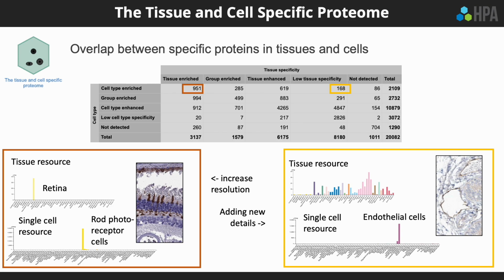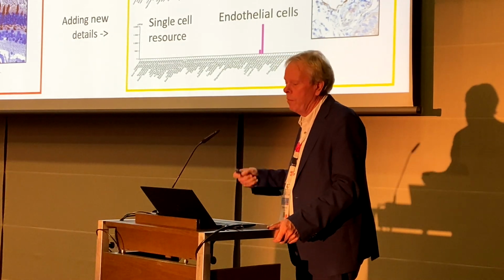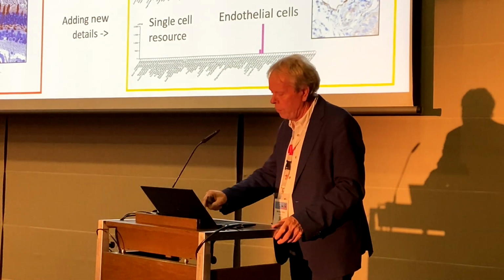This is another typical example. Here the tissue resource says that this is not that much of a specific protein. It is expressed in many, many different tissues, but when you go to the single cell resource, you see that it's very specific for endothelial cells. And obviously we have endothelial cells all over, so it's not so strange. So you get added information by combining these two.